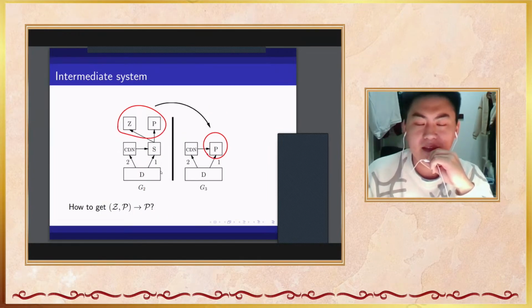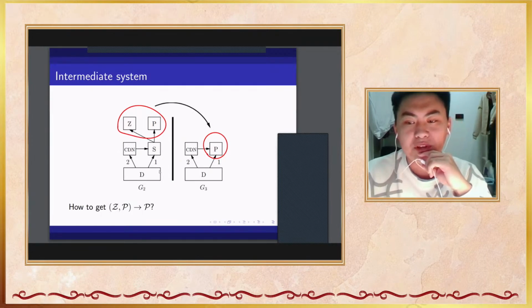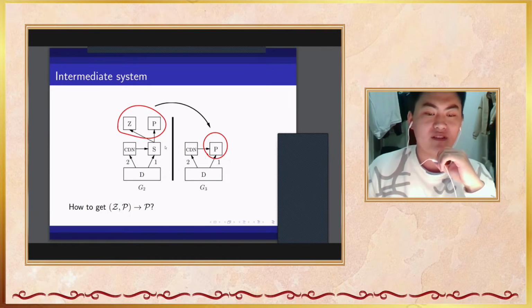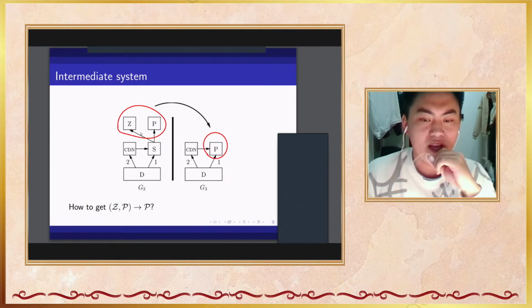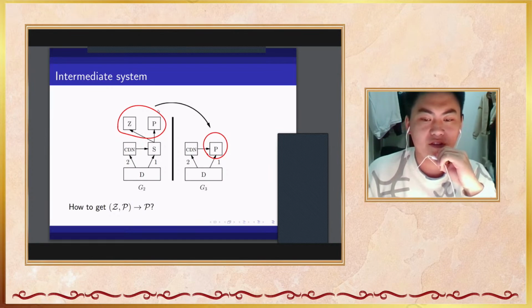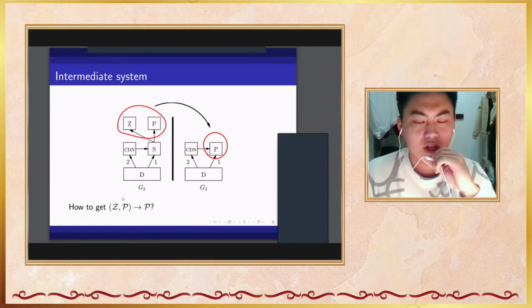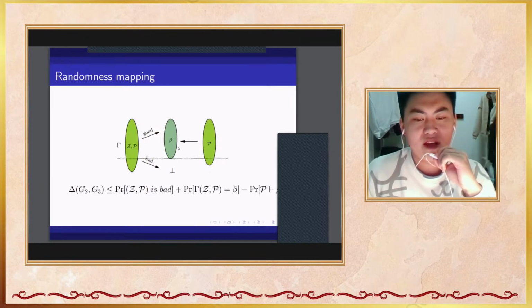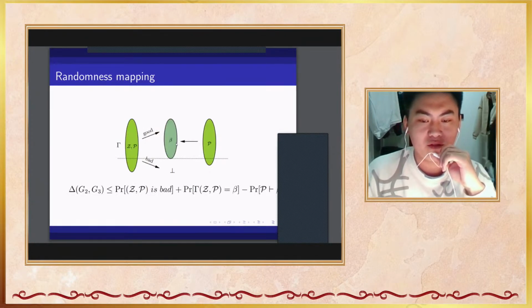Next, we find the distance between the real world and the intermediate system. We noticed that the real world only has access to P, so the situation is different. The most important thing is how to get from the pair ZP to P. So we use a random mapping to solve it.